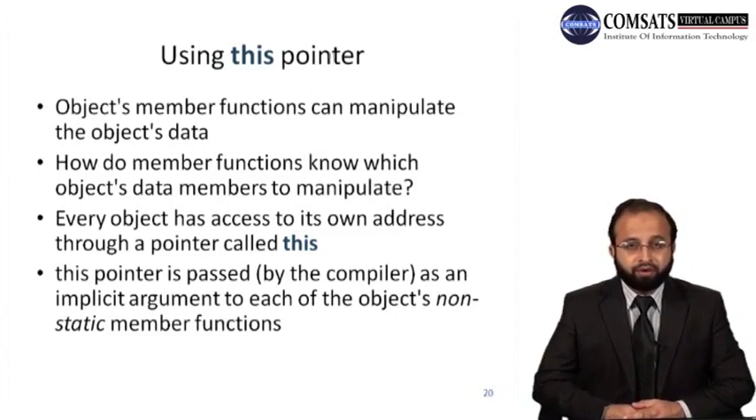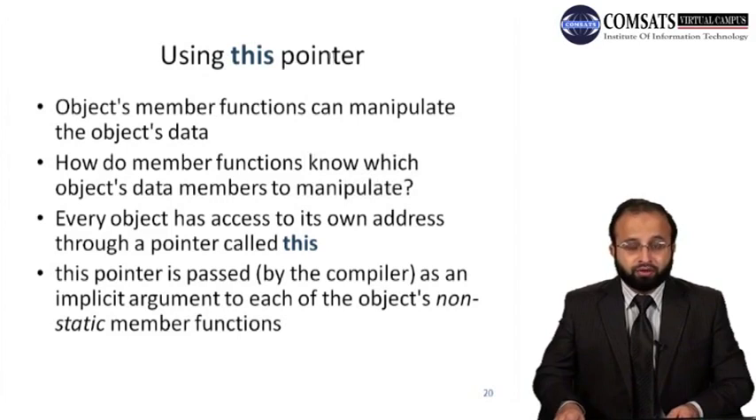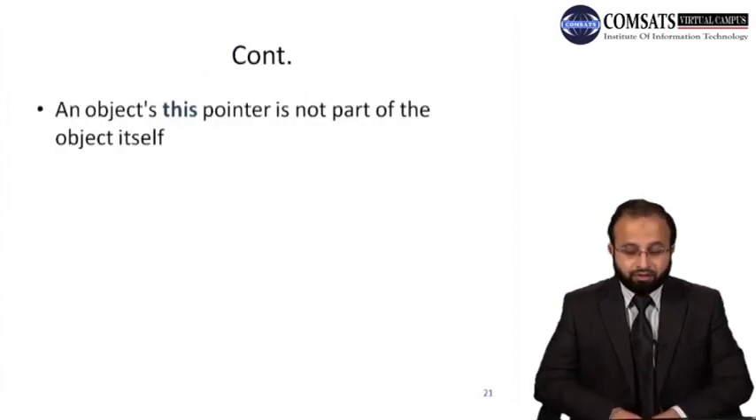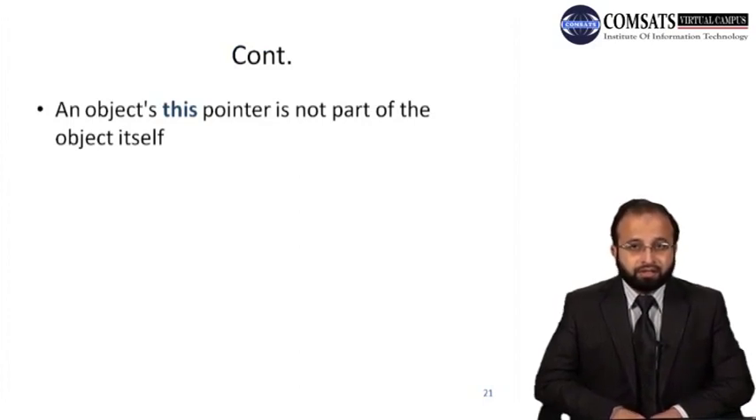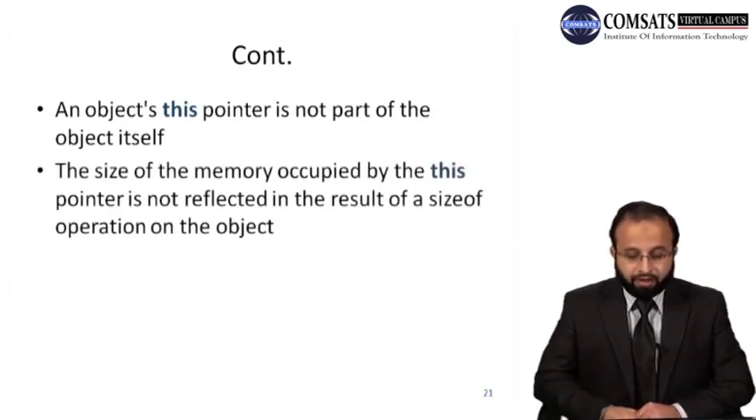And this pointer points to the object that actually called that function, right? The object that is on the left side of the dot operator. So an object's this pointer is not part of the object itself, right? This pointer is actually not part of the object, but it points to that object. You have a pointer that points to that object. So the size of the memory occupied by this pointer is not reflected in the result of the sizeof operation on the object.